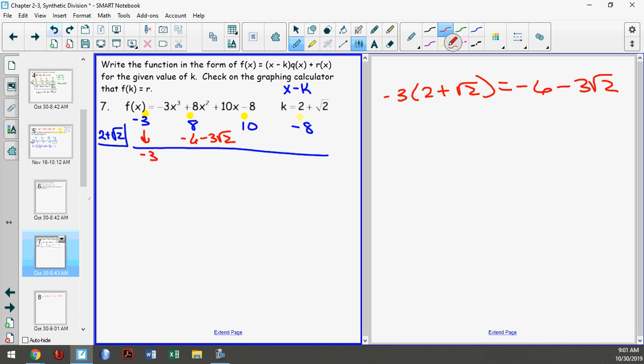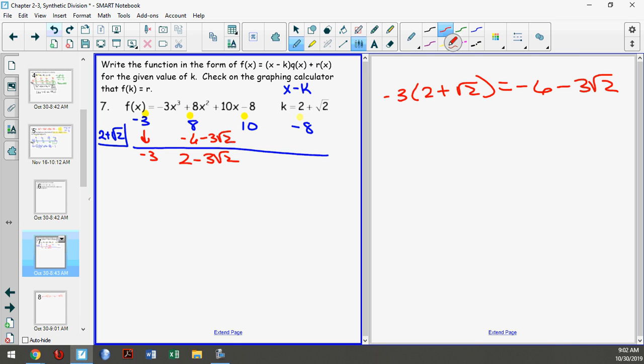Okay, now I'm going to add straight down. I can only add the real numbers together: the rational numbers with the rational numbers, the irrational numbers with the irrational numbers. So this is going to give me 8 take away 6, which is a 2, minus 3 square root of 2. Do we see that, yes or no?